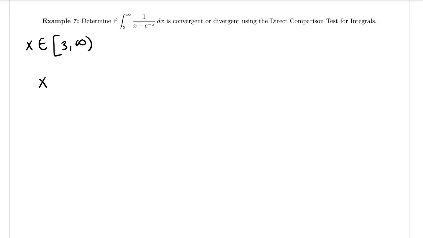We're able to make the statement that x is greater than or equal to x minus e to the negative x. And e to the negative x on the interval from 3 to infinity is going to be a positive number. So if I'm starting off with the same number and then subtracting off some positive number, then this is definitely a true statement, which implies that if I take the reciprocal of both of these, the inequality sign would flip or change direction.